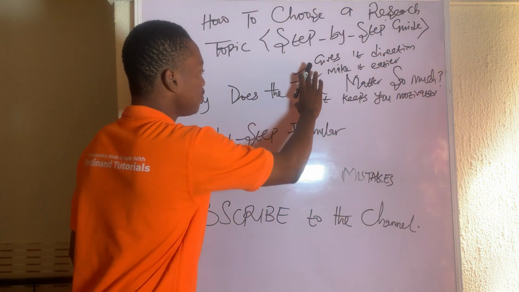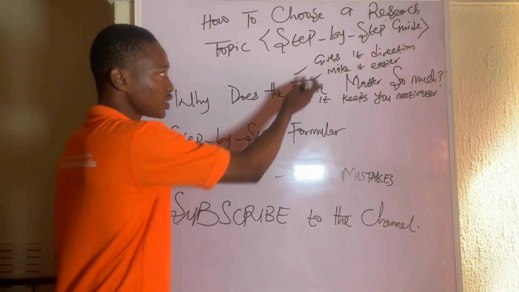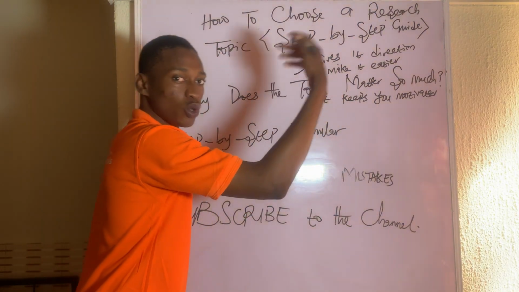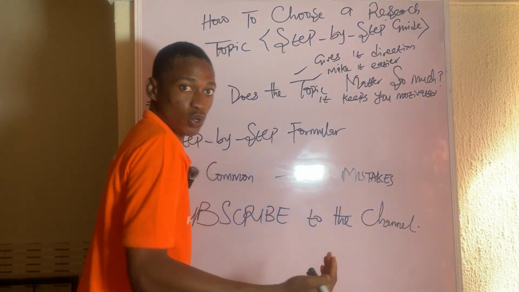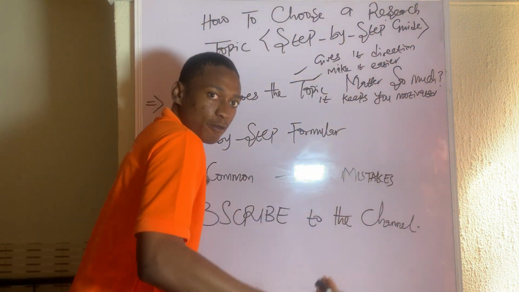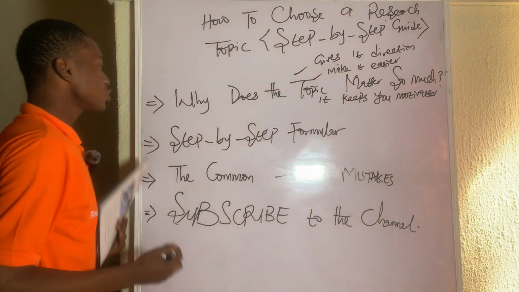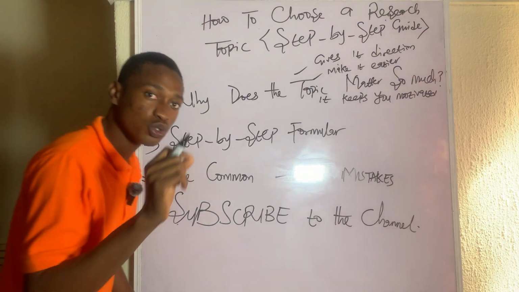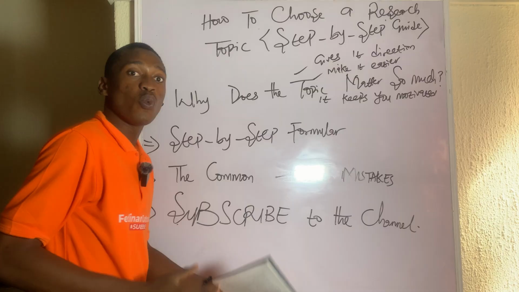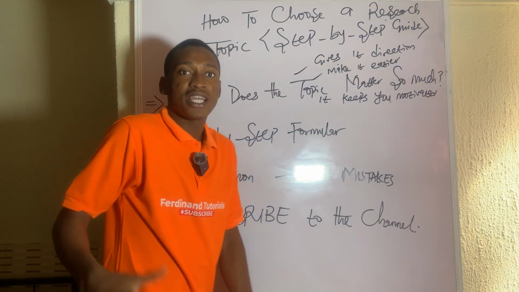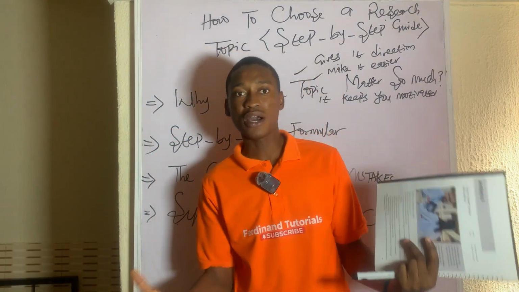So these are the 3 main reasons why your topic matters so much. It gives it direction, it makes your work easier because you already know the boundaries, and it keeps you motivated because it's something that you love, not something that you are being forced to do. Now let's look at the step-by-step formula on how to choose a topic that you really want to research, a topic that will help you not burn out quickly.